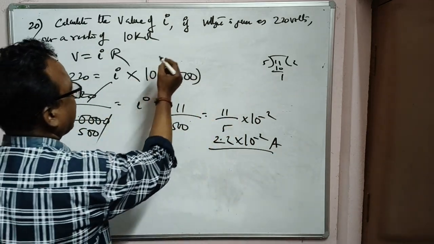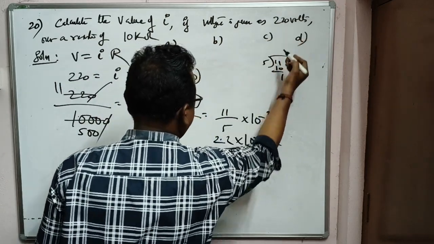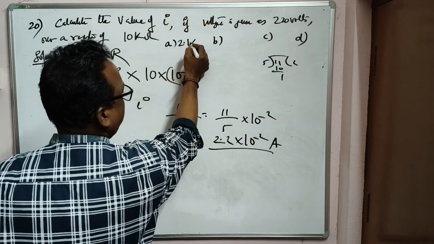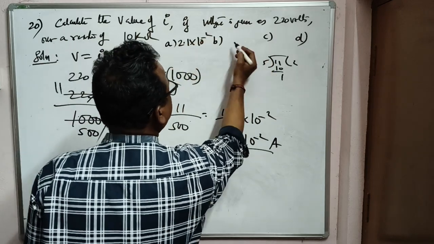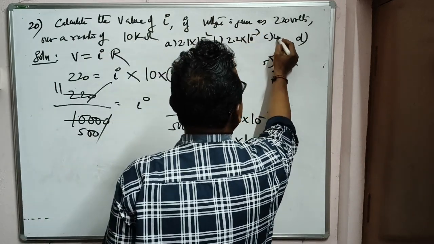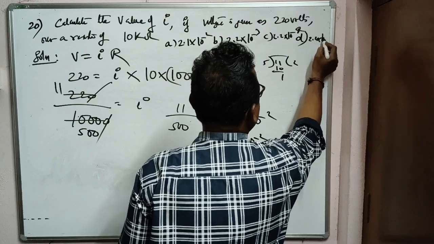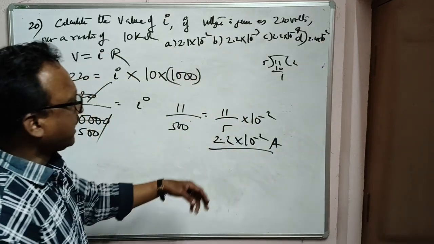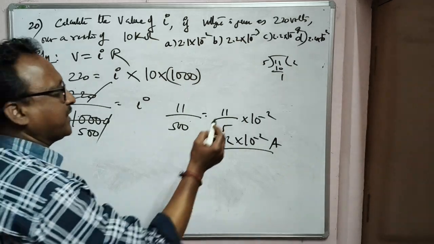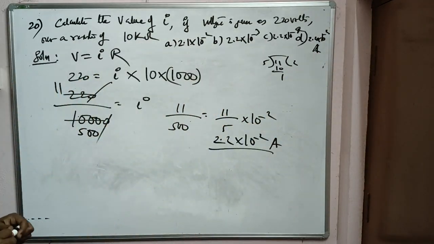And he has given options A, B, C, D. A is 2.1 into 10 power minus 2. B, 2.2 into 10 power minus 3. C, 2.2 into 10 power minus 4. D, 2.2 into 10 power minus 2. So you already got 2.2 into 10 power minus 2 amperes. This is how you will be calculating, please.